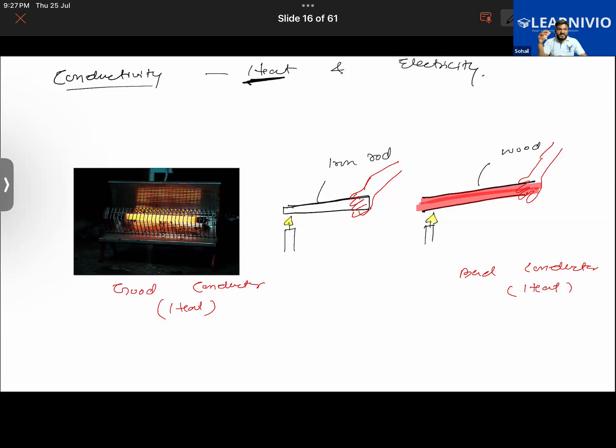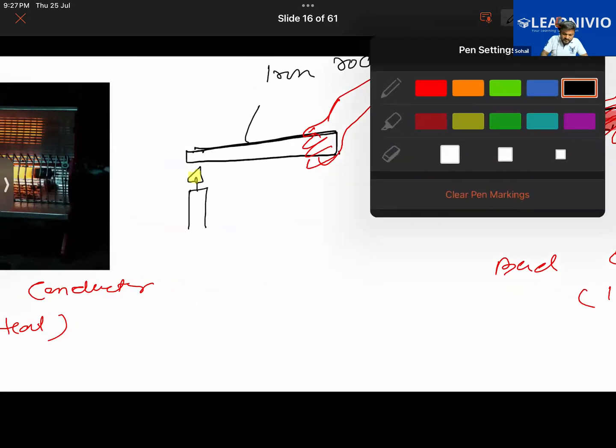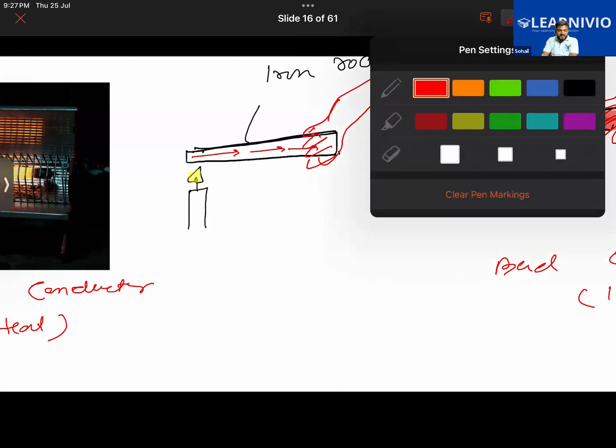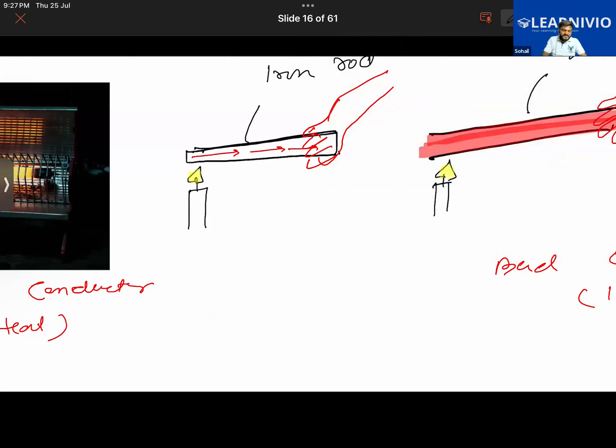Exactly. Basically, what is happening here? You have taken an iron rod. Why, after a few seconds or minutes, will the other end also become hot? Because the heat was transferred from one end of the iron rod to the other end. It is a good conductor of heat, that's why it easily passed.